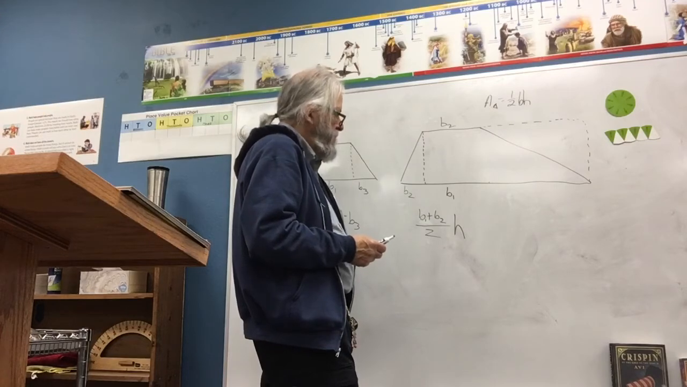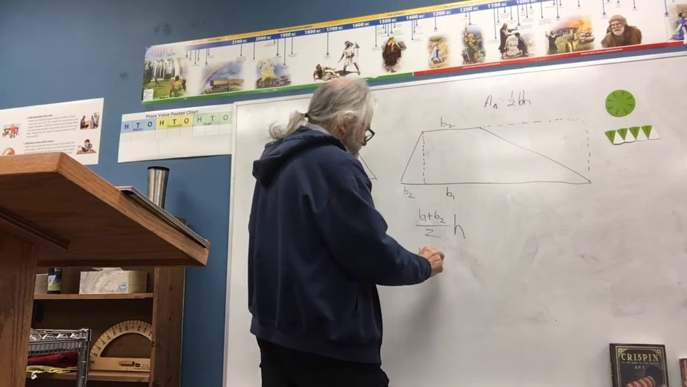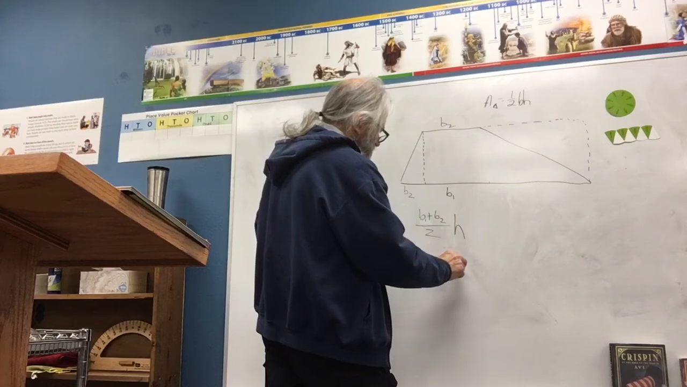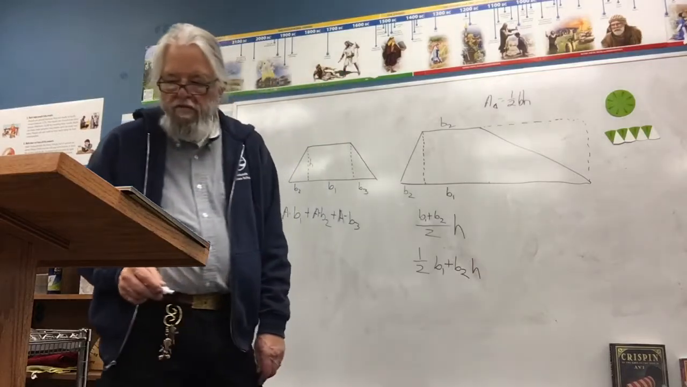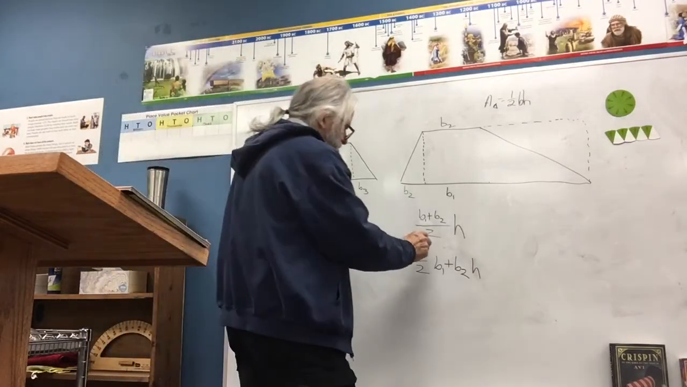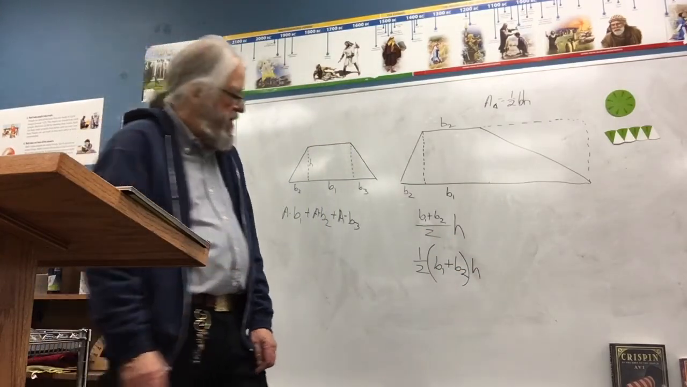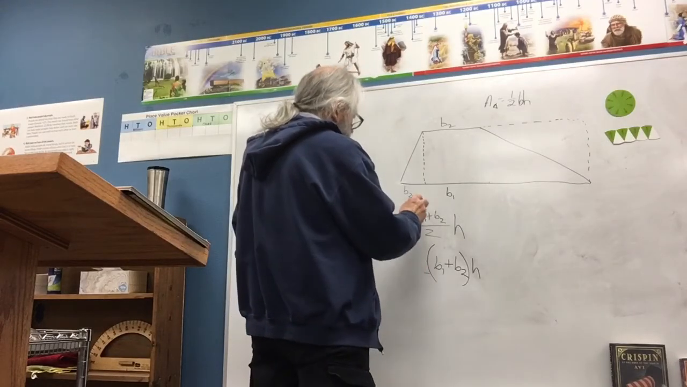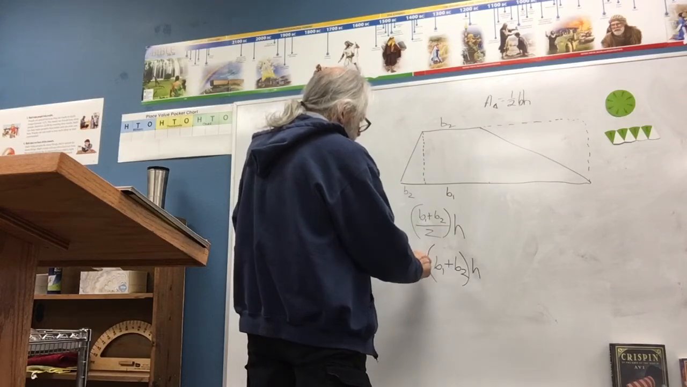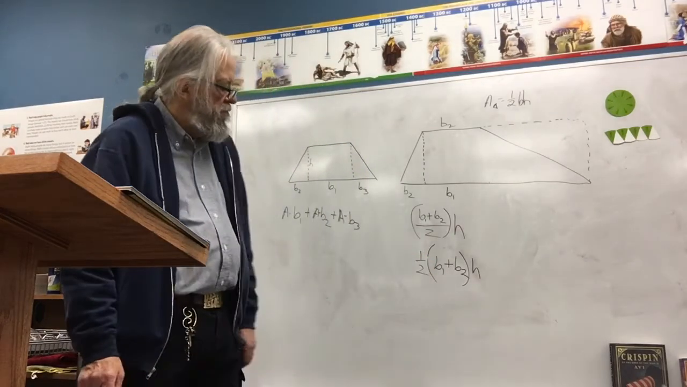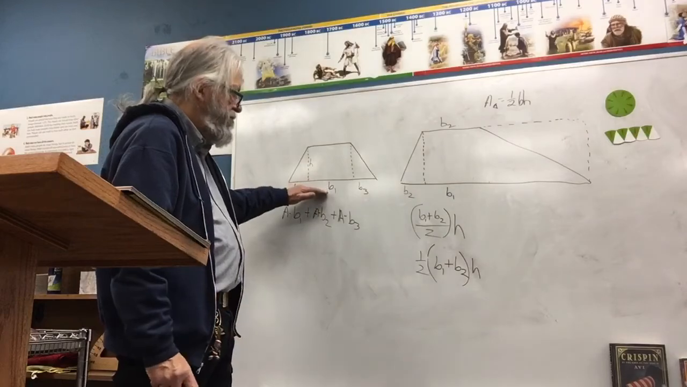Okay? And so the other way to write that would be 1/2 base 1 plus base 2, okay, times h. Okay? And they're putting the base 1 plus base 2 in there over 2. Oops, like this one. Or they're taking 1/2 base 1 and base 2. Either way, okay? So this will work.